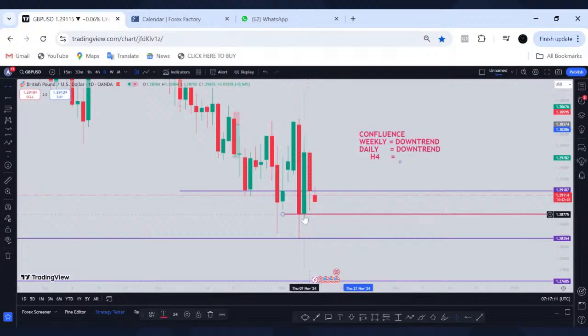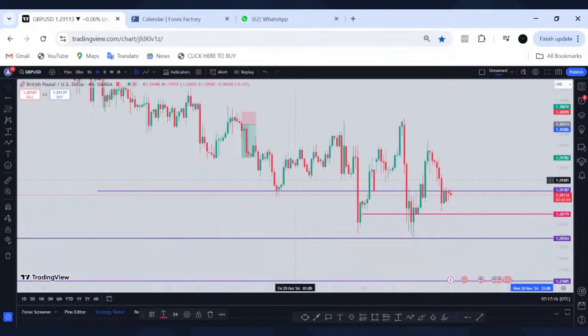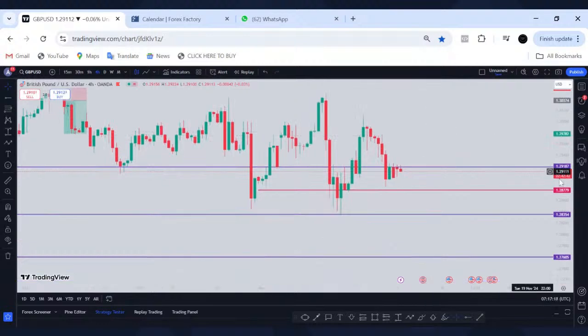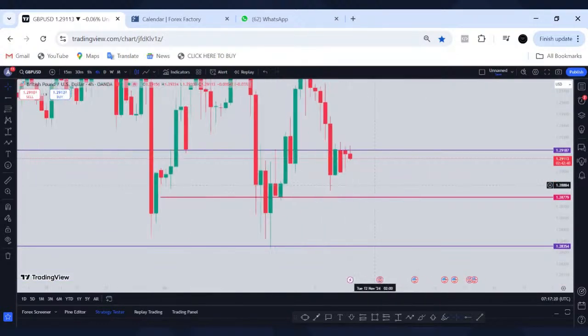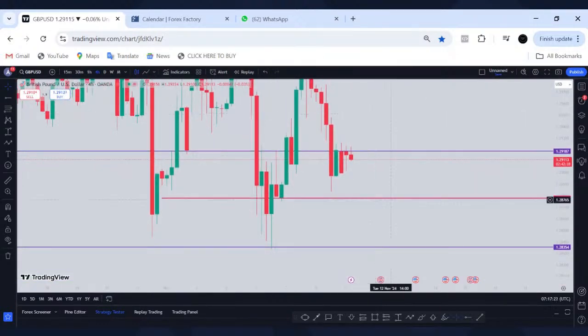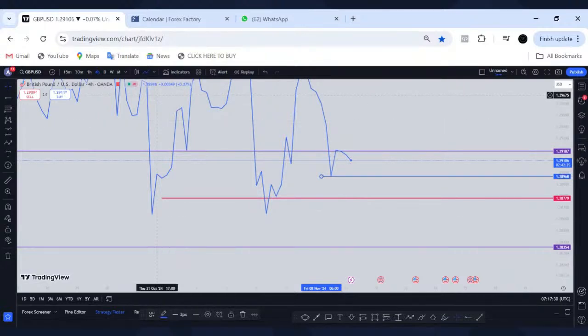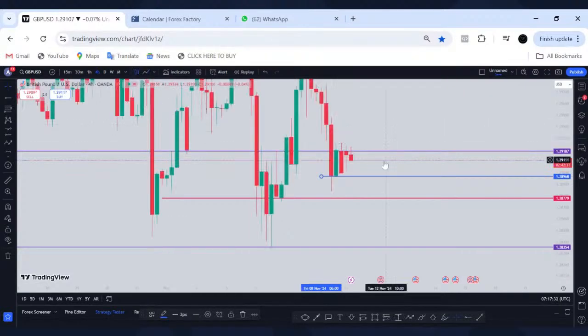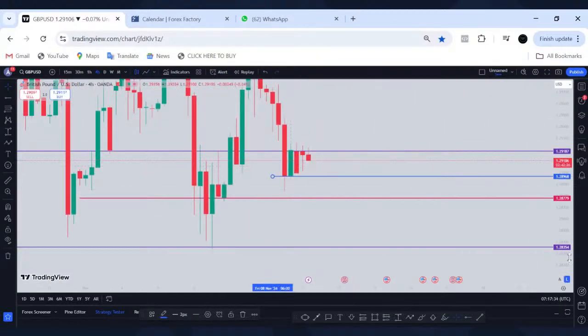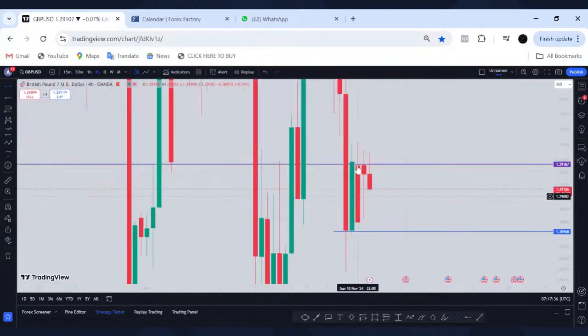So currently price is on a support. When you move to the H4 time frame, the H4 time frame is okay, but the zone is small. Price has currently retested a zone. A break and retest, one of my favorite trade setups. This is my favorite trade setup.